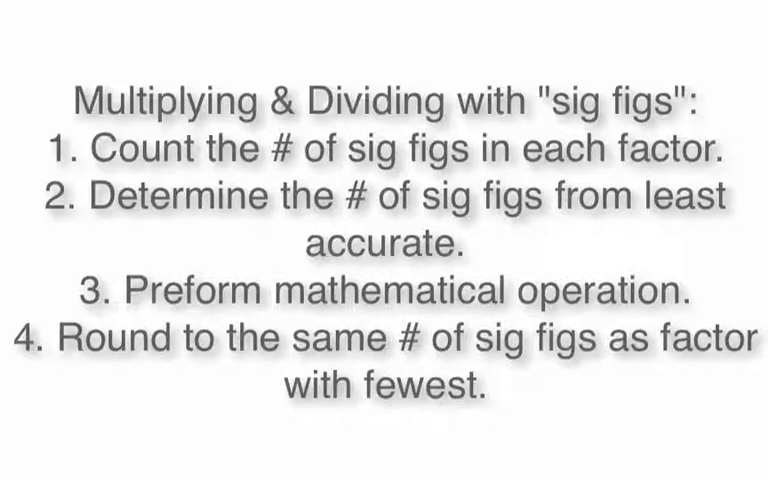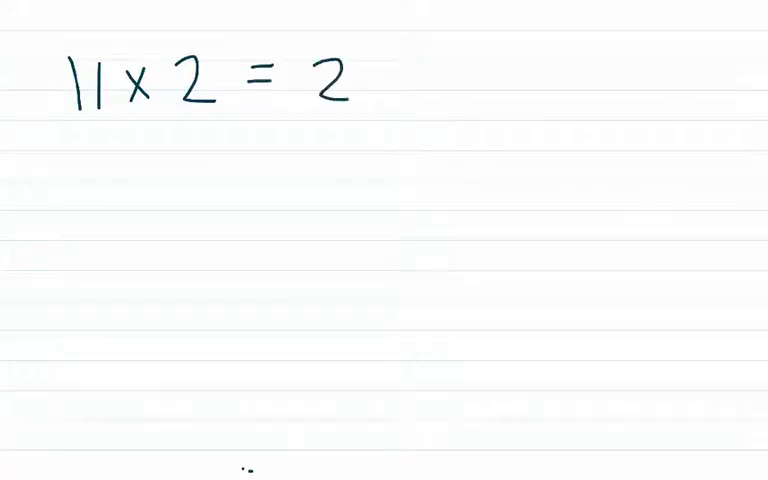Let me show you what I mean. For example, we'll start with a deceptively easy question. If we have 11 times 2, this is equal to 22, right? But we want to check this for sig figs.